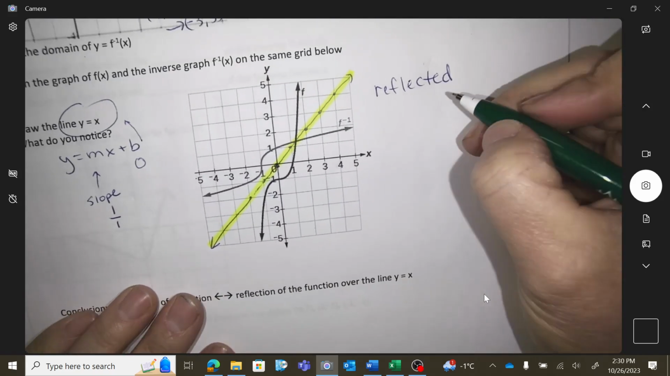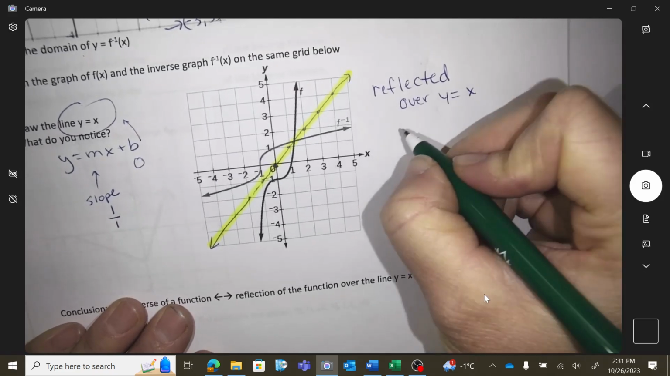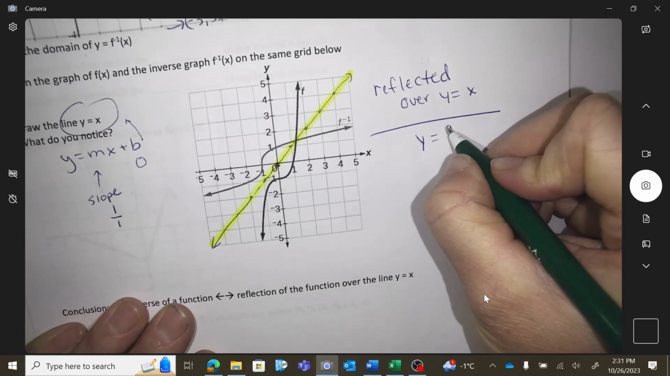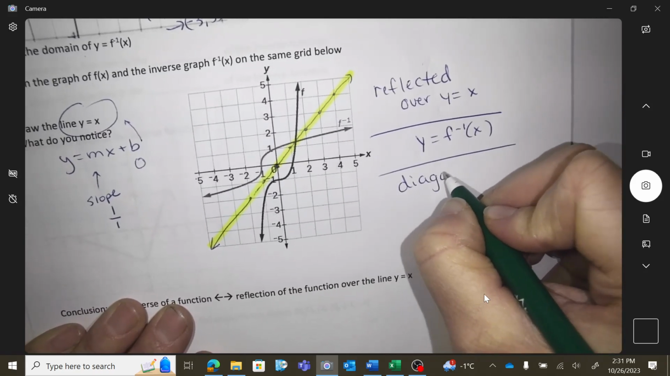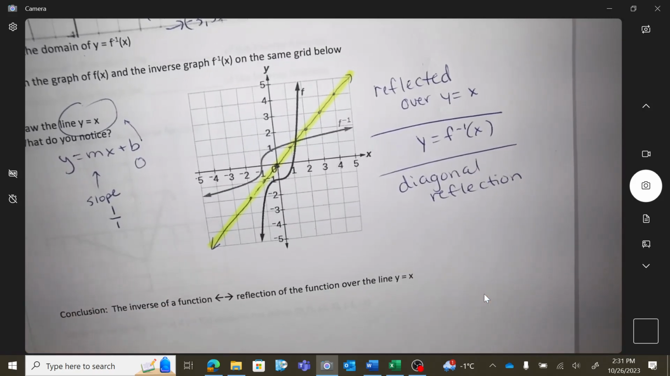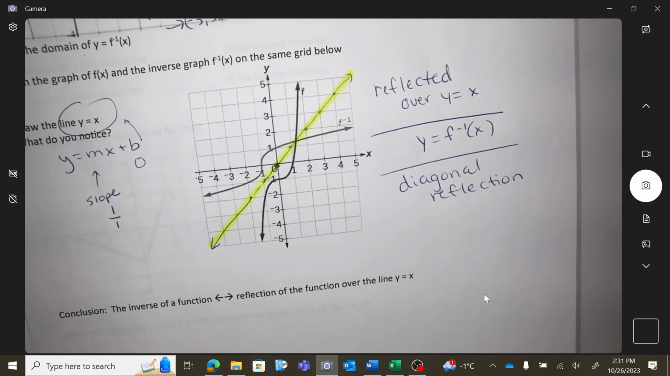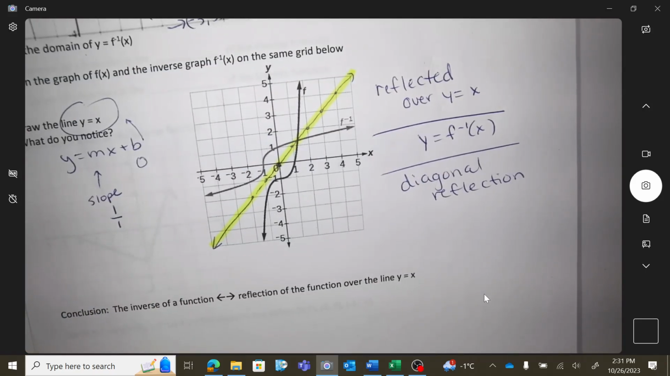Okay, so reflected over y equals x, inverse, diagonal reflection. Those all mean the same thing. Reflecting over the y equals x line, doing an inverse, diagonal reflection. So instructions on your provincial exam questions in your booklet when you're practicing, they could say this, they could say that. They all are doing the same thing.